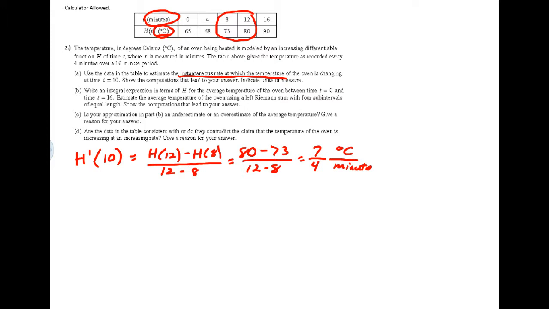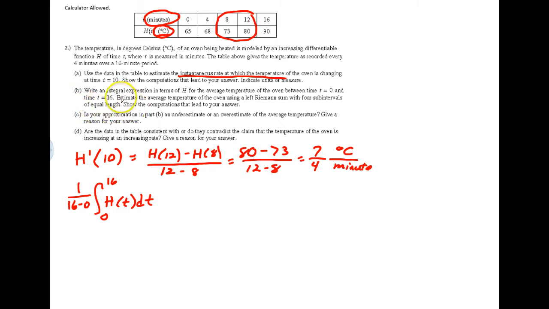So the first part: write an integral expression in terms of h for the average temperature of the oven. If I want the average temperature of the oven, I have h of t, which is the temperature of the oven. So I want the average value formula. The average temperature would be 1 over b minus a. We're looking for 0 to 16. So I want 1 over 16 minus 0 times the integral from 0 to 16 of the h of t function. So that is the integral expression for the average temperature.